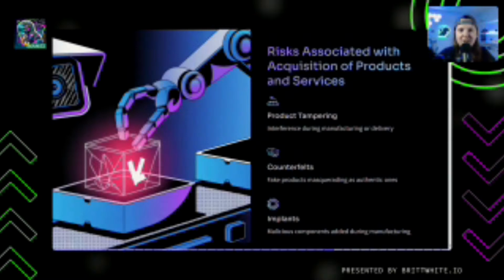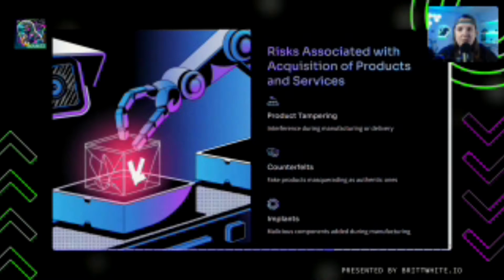Next, we need to talk about counterfeits. These are fake products masquerading as the real thing. In our field, we see a lot of counterfeit hardware and software. While they might be cheaper, they often perform poorly, they can fail unexpectedly, and worst of all, they might have built-in security vulnerabilities or backdoors. And finally, let's discuss implants. These are malicious components deliberately added during manufacturing or distribution. They're designed to be extremely hard to detect. These implants can enable espionage, data theft, or give attackers remote access to your systems.